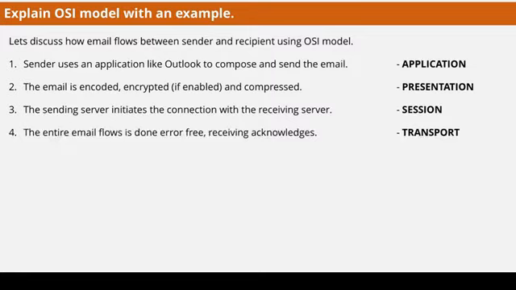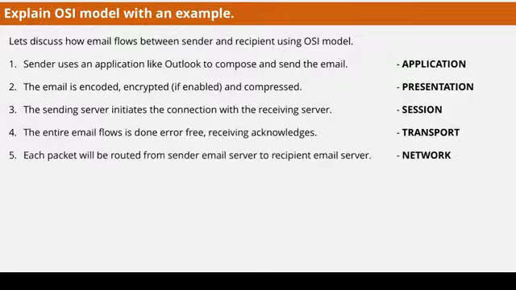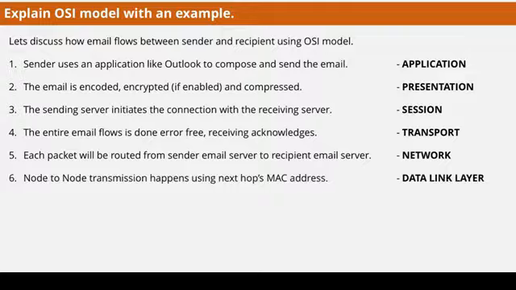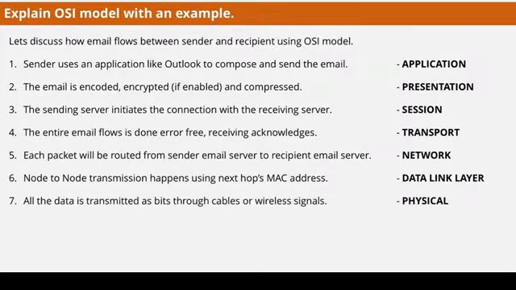The entire email flow is done error-free, receiving all the acknowledgements at the transport layer. Each packet will be routed from sender mail server to the recipient mail server by the network layer. Node-to-node transmission happens using next hop's MAC address at the data link layer. All the data is transmitted as bits through cables or wireless signals at the physical layer.